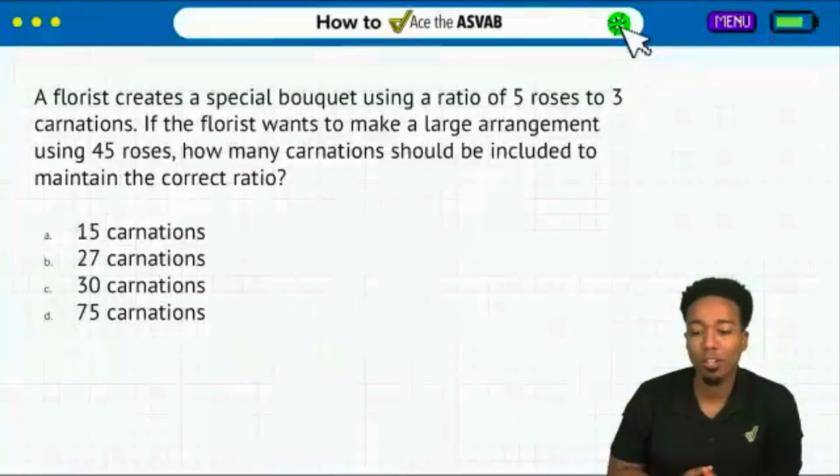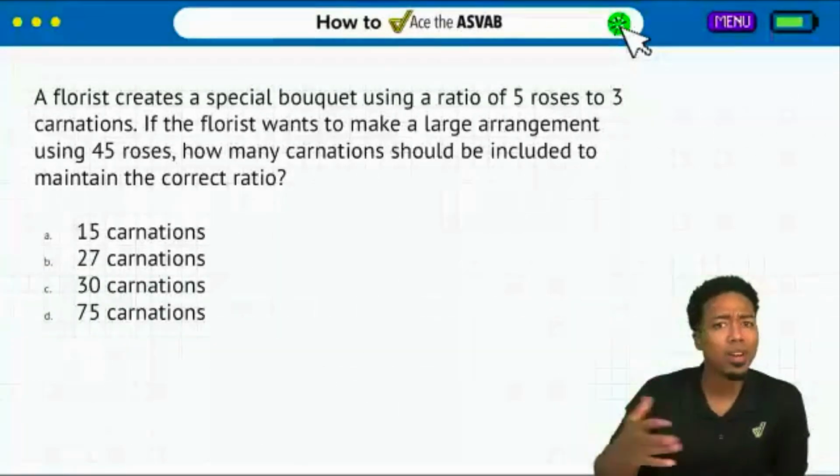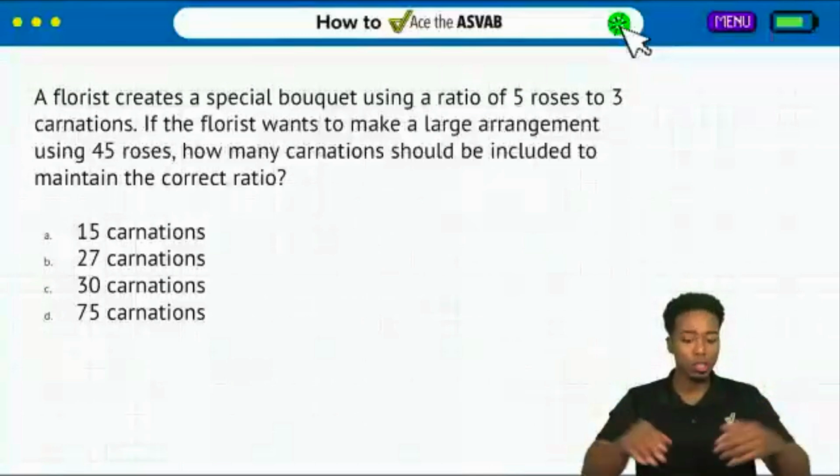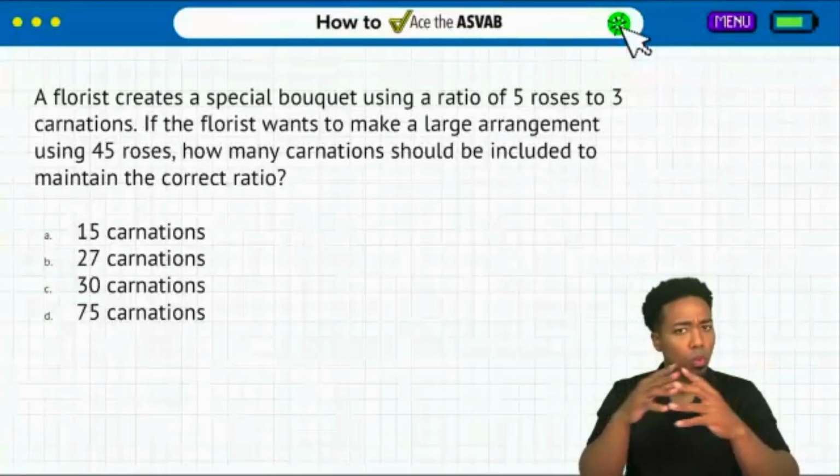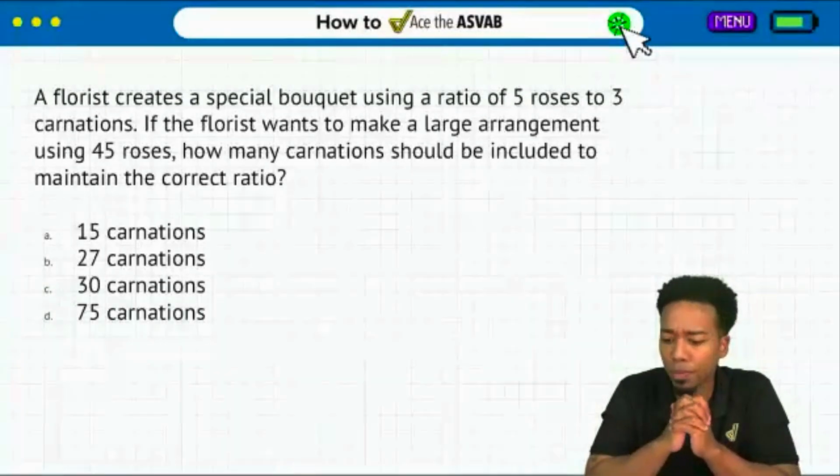So first things first, everybody, in a word or a phrase, what is it that we're looking for? Yeah, read the question, but once you read the question, what do you know that we're looking for? What are we looking for?